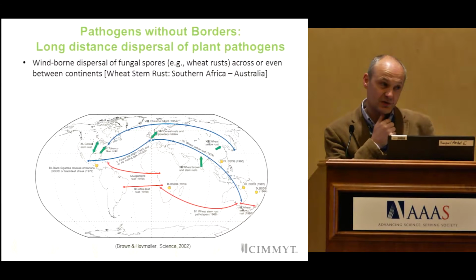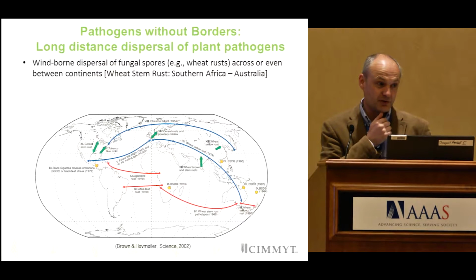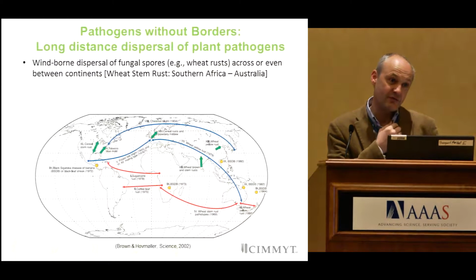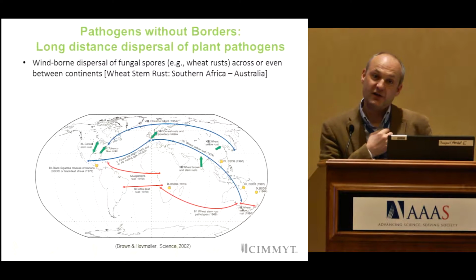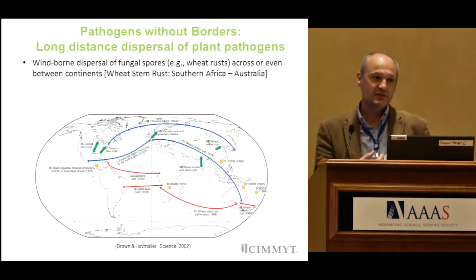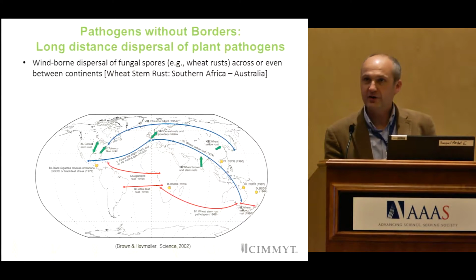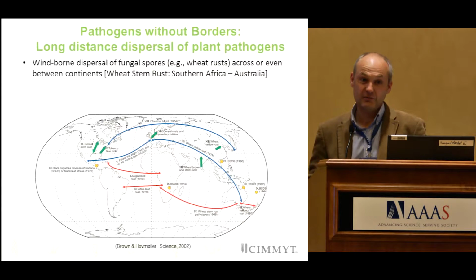They're all rusts. One's a wheat rust, one's a coffee rust, and one's a sugarcane rust. So you see that potential movement from Africa all the way across into the Americas, and in the case of wheat stem rust, southern Africa all the way to Australia. Now these very long distance events are rare. For Africa to Australia, we believe it happened maybe 3 times in the last 60 years. So infrequent events, but they happen.